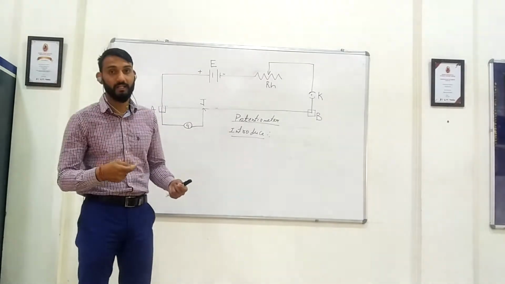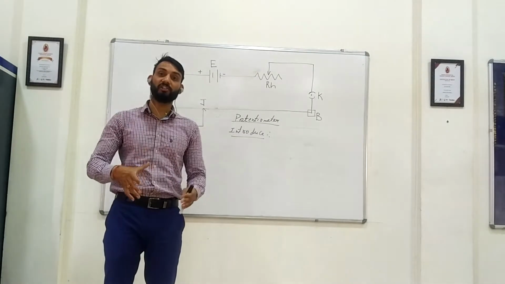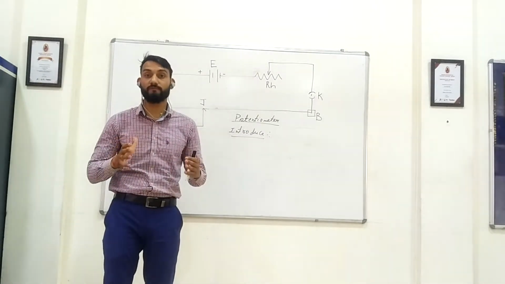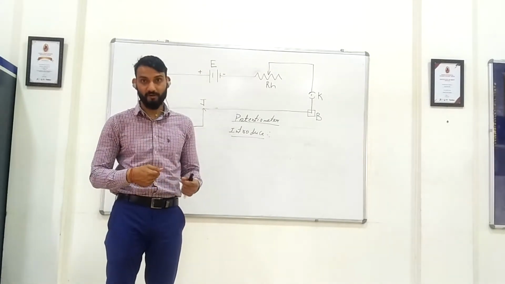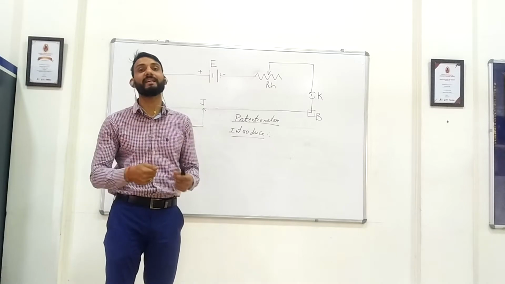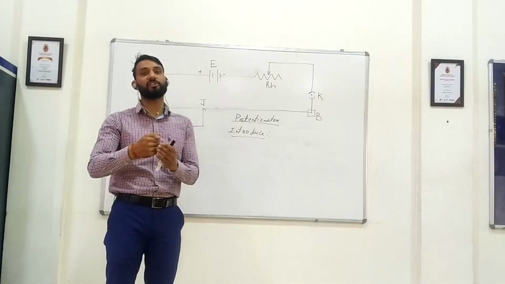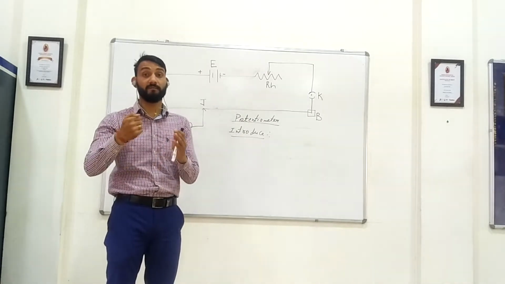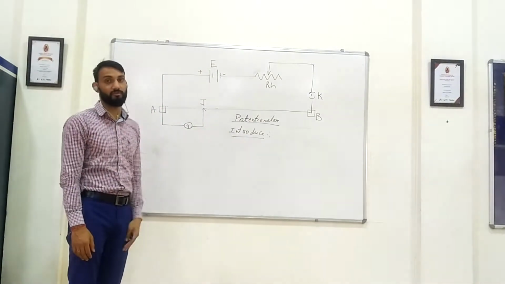You getting what I'm saying? Because we understood that EMF is the maximum potential of a cell when no current is drawn from it. So basically when potentiometer does not draw any current from the cell, it measures the EMF of the cell. Whereas the voltmeter measures the potential of the cell because it draws the current from the cell. So that is the major difference, and that is the advantage of using potentiometer, right?